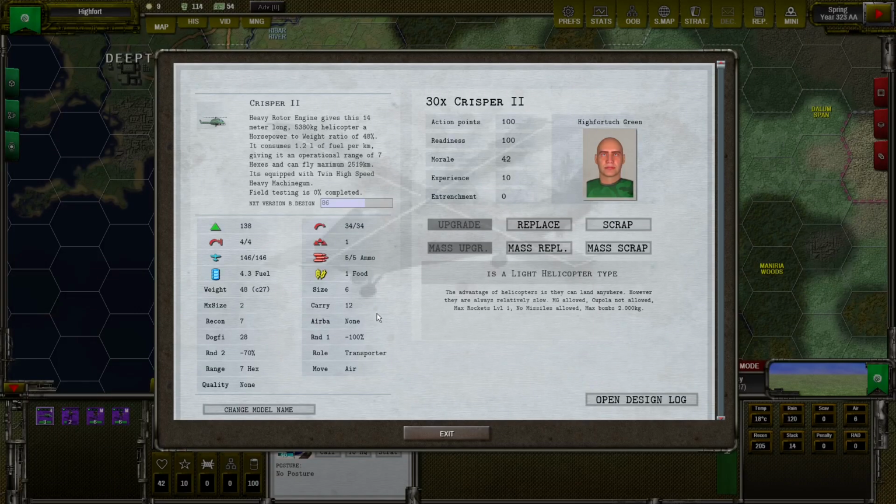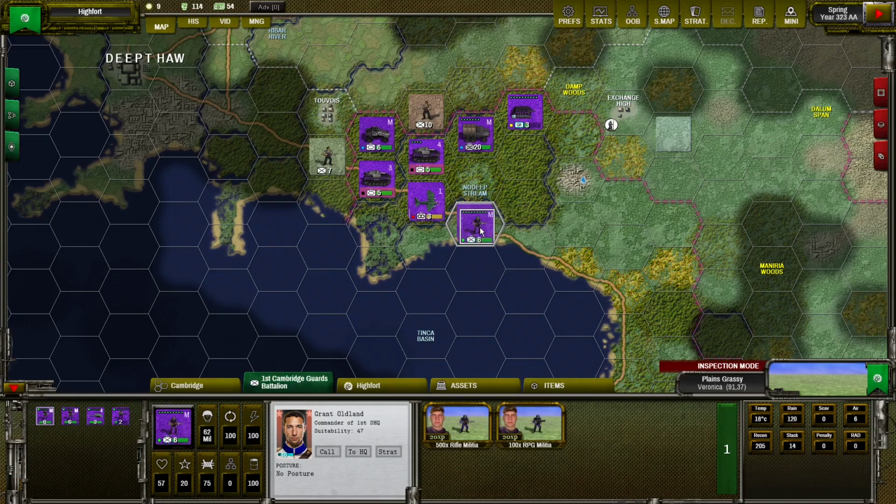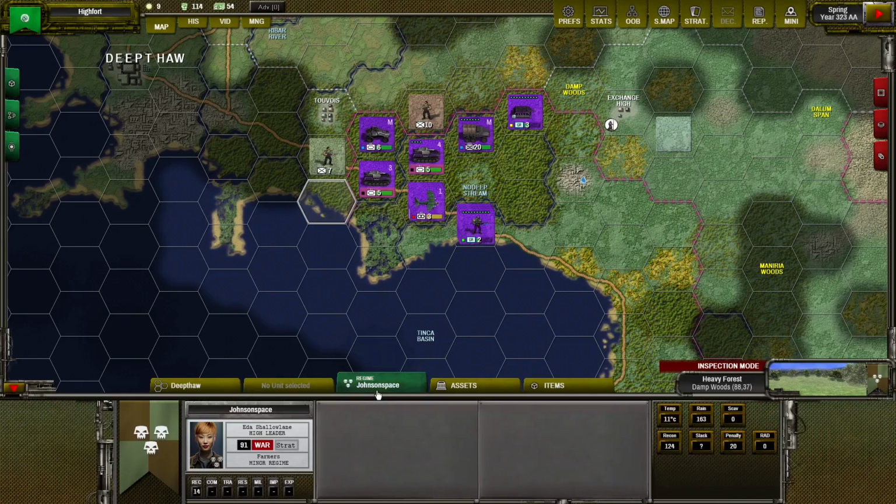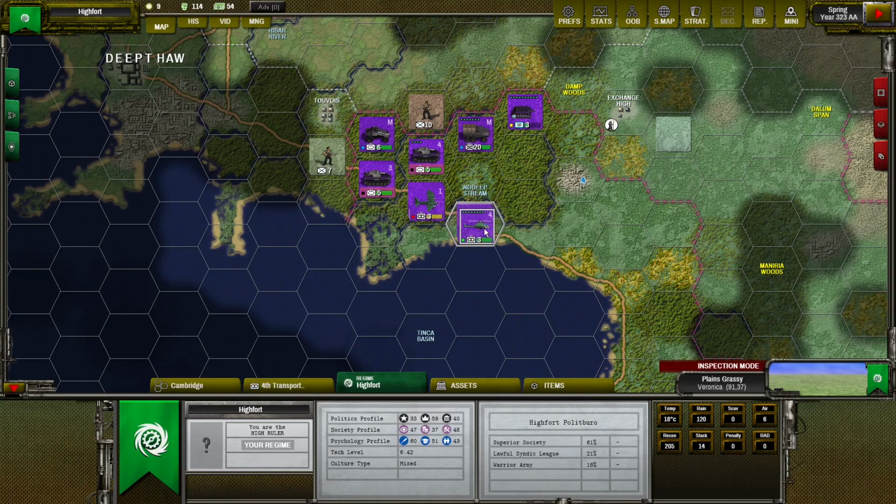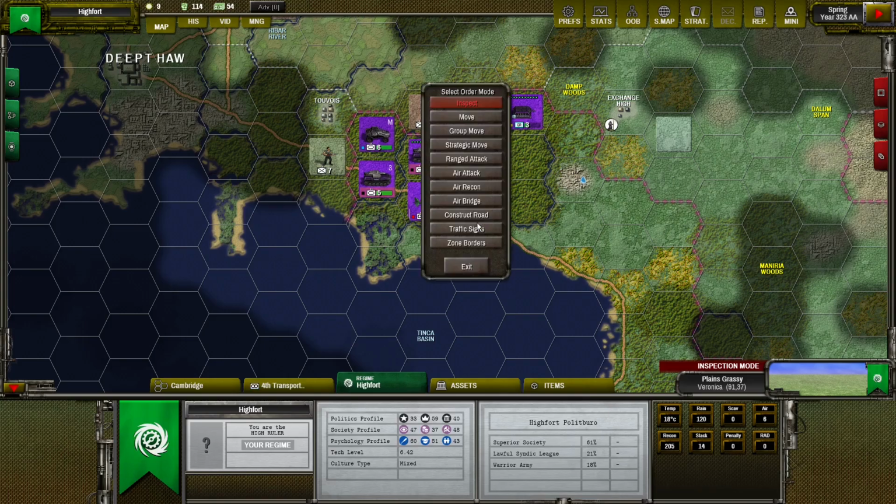So you can see that they can carry 12 logistical points and they have a transporter role. Also in the same field we have our commando unit and we currently have war with this minor regime. So what can we do? You can see that they are hiding in the forest. Our tanks will have a problem attacking the forest. So I can select my light helicopters, right click, and now we'll perform an Airbridge mission.